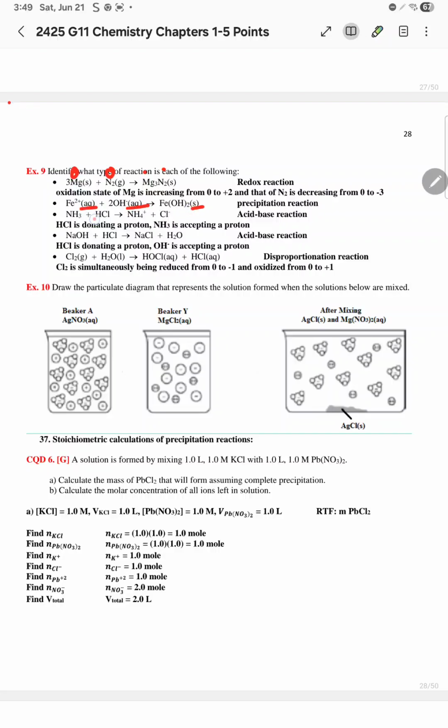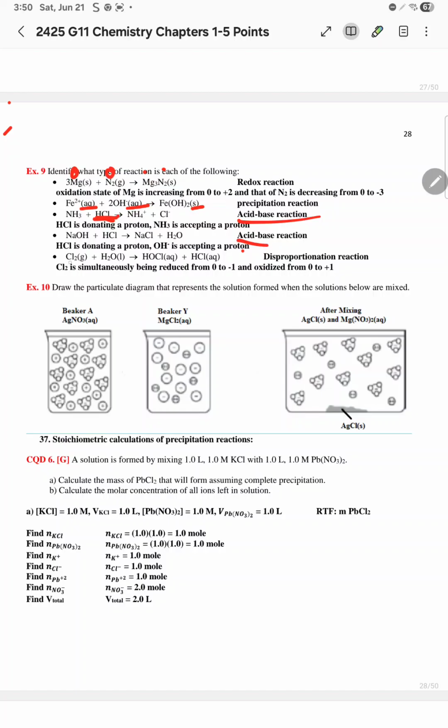Now NH3 plus HCl. HCl is an acid, so immediately it's an acid-base reaction, and acid-base reactions are never redox reactions. HCl is donating a proton and NH3 is accepting a proton. Now here you have NaOH, also acid-base, because NaOH is a base. HCl is donating a proton, OH is accepting a proton.